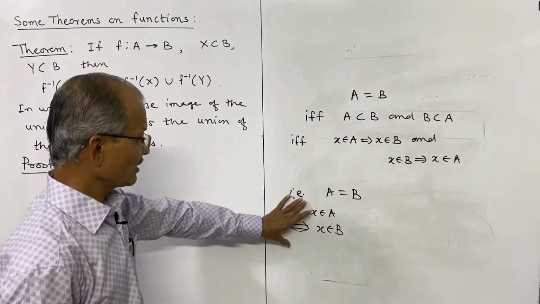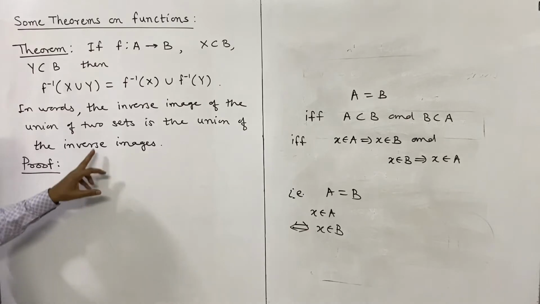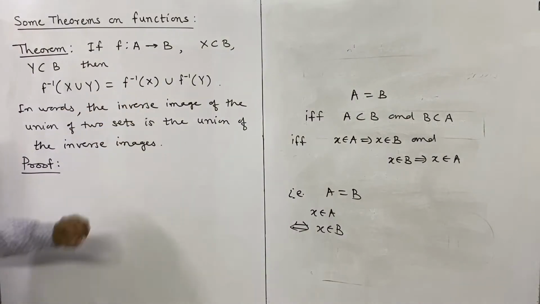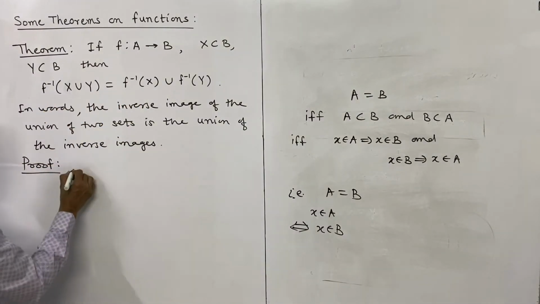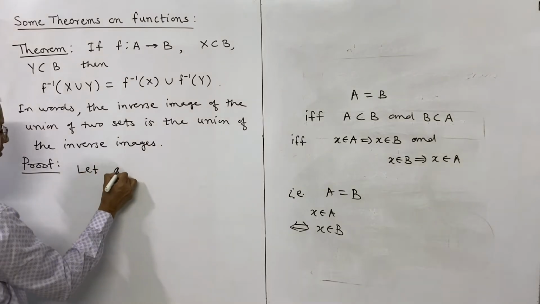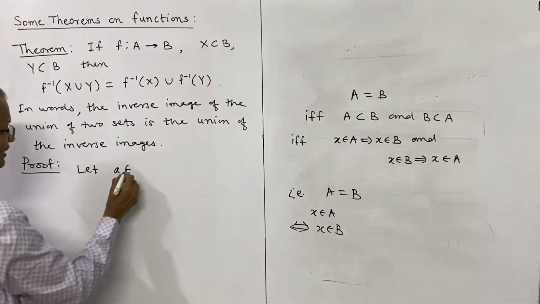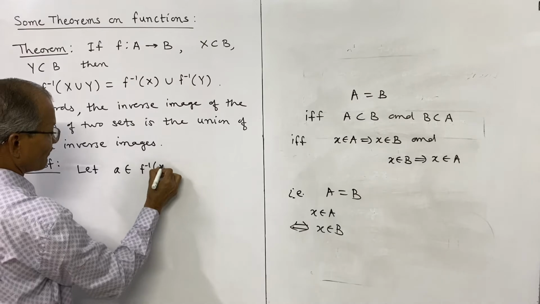So we shall use this relation to prove the equality of these two sets, and for that purpose we suppose let a be an element in the left side set. a belongs to f inverse of X union Y.